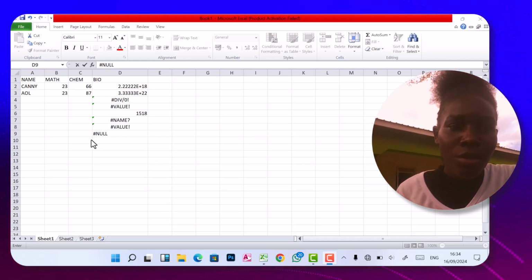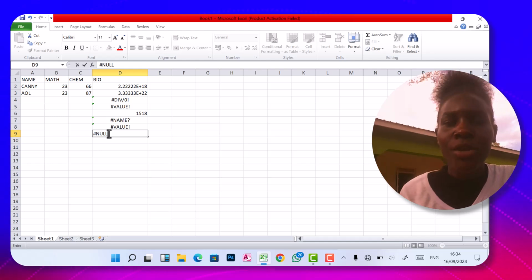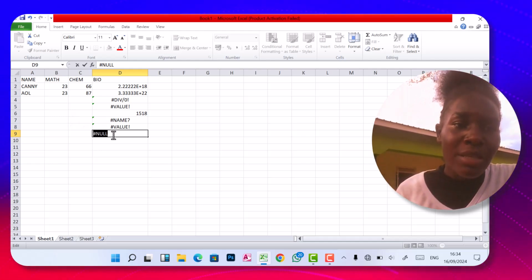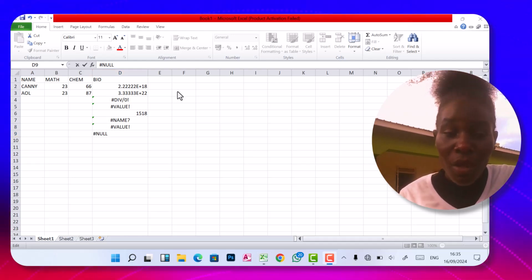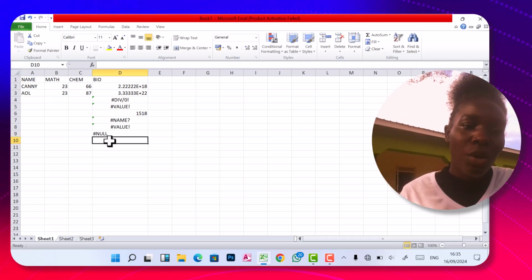So there is also this one, hash null. What does it mean? Hash null is also an error in Excel. It means that the formula you placed does not exist completely. You've just forged it, meaning that you forged the values, so it does not exist completely.